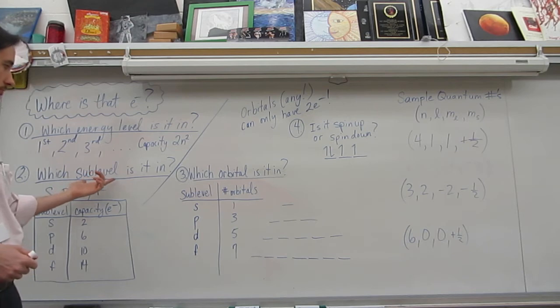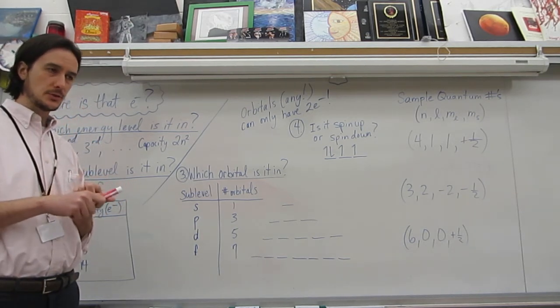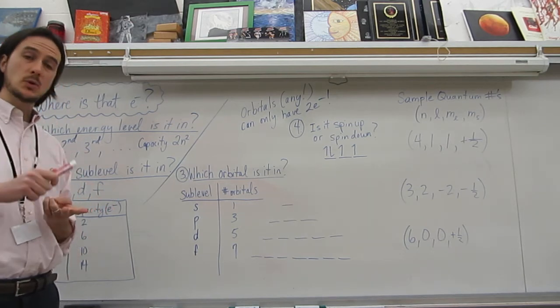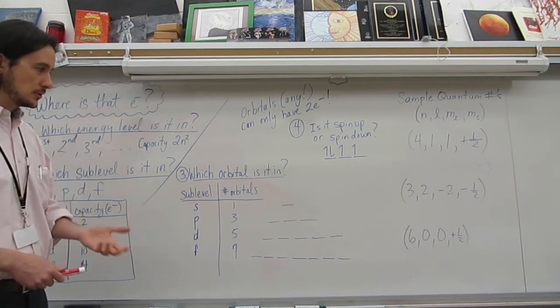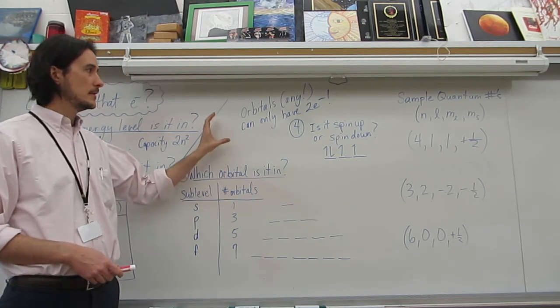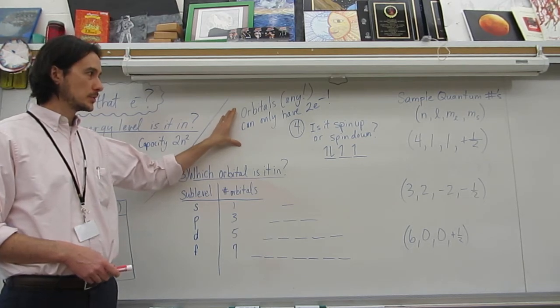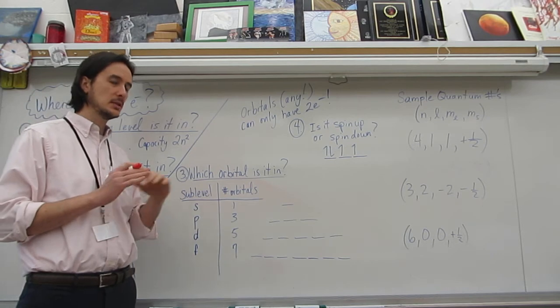So that's your second question: what sublevel is it in? I know you can know what energy level it is, first, second, third, fourth. The second thing you can know is what sublevel it's in. That's S, P, D, or F. And then you can ask yourself further, what orbital is it in? There are these things called electron orbitals, and they can only hold 2 electrons, no matter which sublevel it's in.